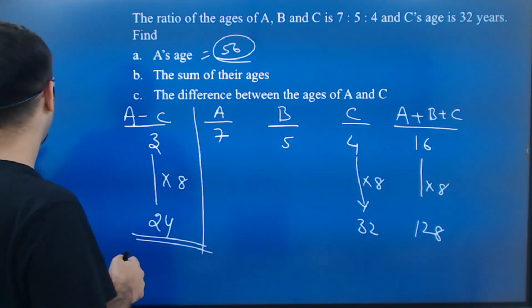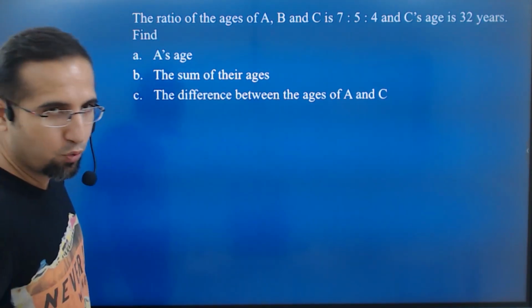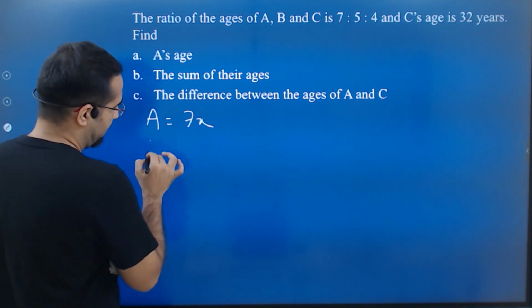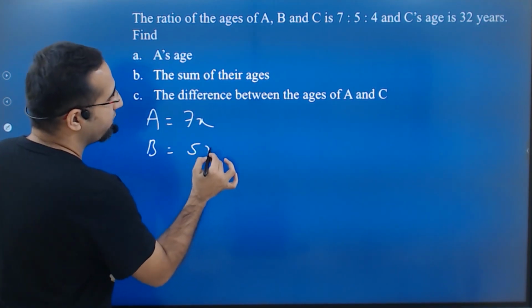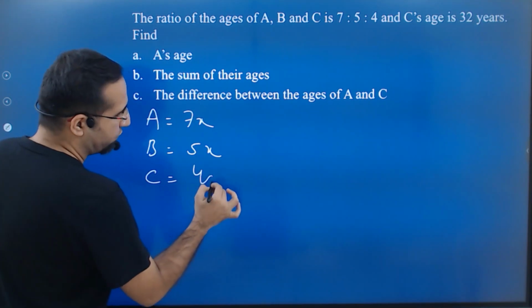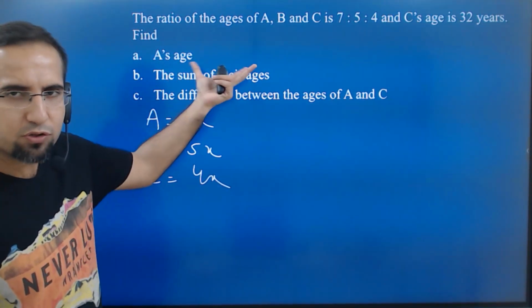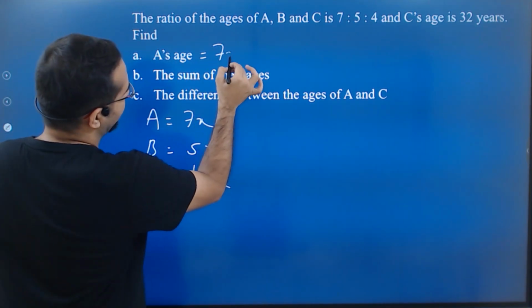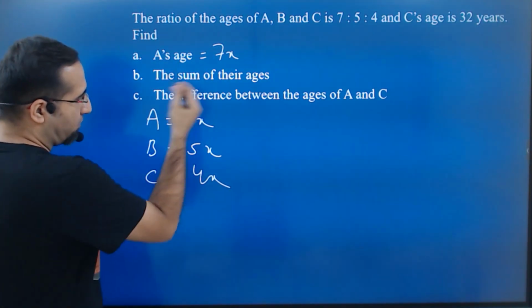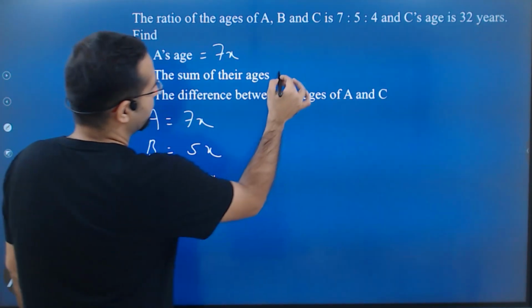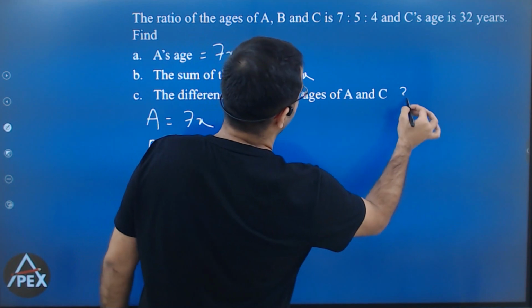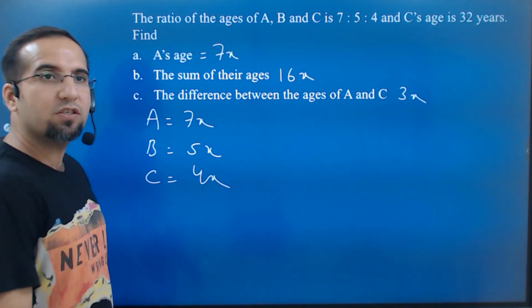Now if I want to go with the basic method, I can as well do it. The basic method says A is equal to 7x, B is equal to 5x, C is equal to 4x. Let's write what is asked also, sum of their ages. Sum of their ages will be 7 plus 5 plus 4, that is 16x here. And the difference of A and C is 3x here. This is what is asked.